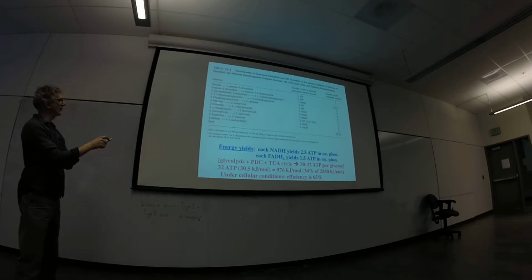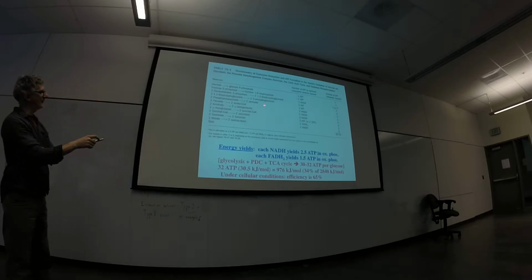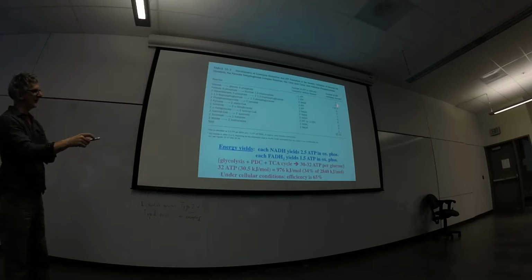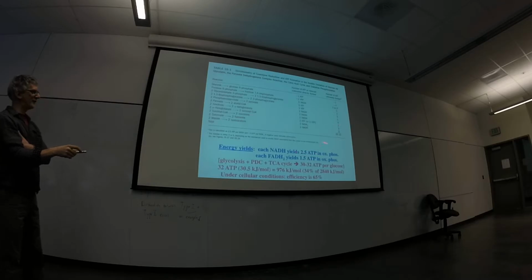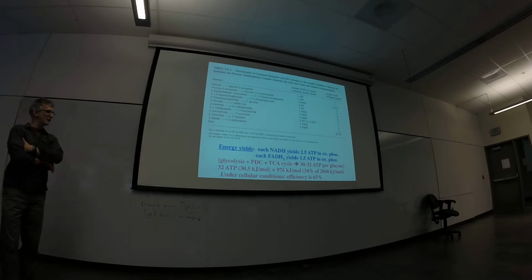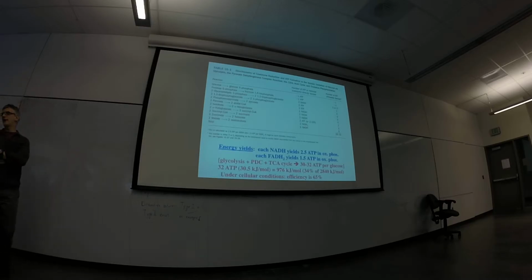Right? Here's pyruvate going to acetyl-CoA. That's from the PDH right here. So you add them up. Right? If it was standard state, right, this would be 32. Let's say it's 32. It would be 976 kilojoules per mole. But in the cell, it's not 32. It's more like 50 something.